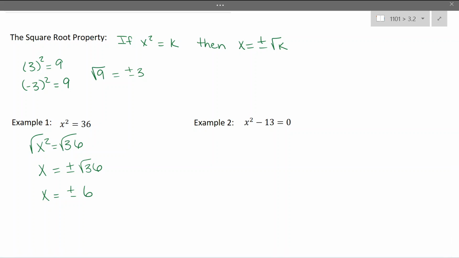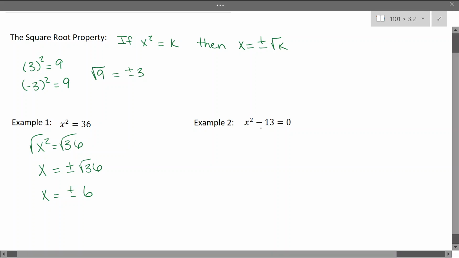In this example, it doesn't look exactly like the square root property. We don't have x squared equals a number. But because this is subtracted, we can add 13 to both sides and get x squared equals 13.